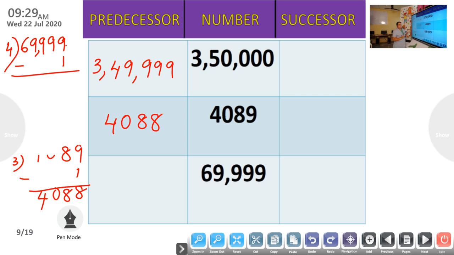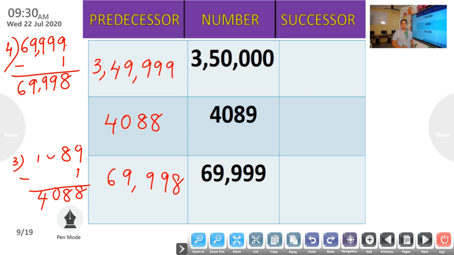So 9 minus 1. 9 in your mind, 1 in your hand. 9 minus 1 is 8. Bring down the 9. Then bring down the 9. Now no number is there to subtract, so bring down the 9. Bring down the 6. So what is the predecessor of 69,999? Yes, it's 69,998. Is it clear? This is the predecessor.